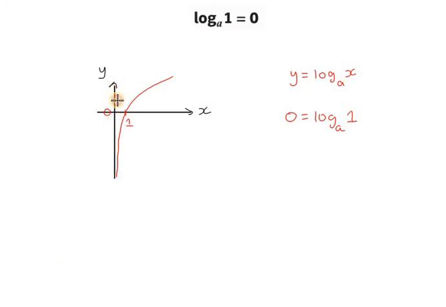Another thing with the log graph, because there's an asymptote here, we know that the values of x have to be greater than 0. So you can't have the log of 0, there's no graph when x equals 0, there's an asymptote, and we can't have the log of any negative number either, there's no graph on this side.